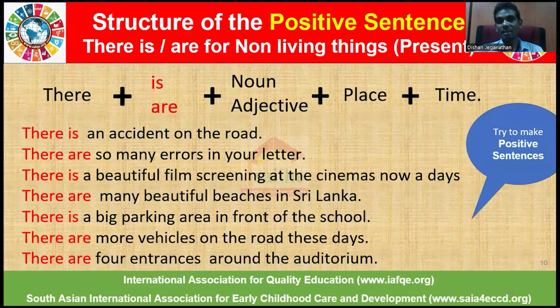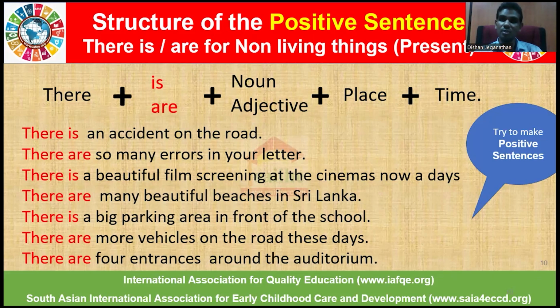Now let's look at some positive sentences for non-living things. Actually, this form could be used for non-living things as well as for living things. Non-living things are anything which doesn't have an existing life, for example, a table, a house, a place. So these refer to non-living things. As we had seen, the structure goes as there plus is or are plus noun, adjective, followed by place and time.